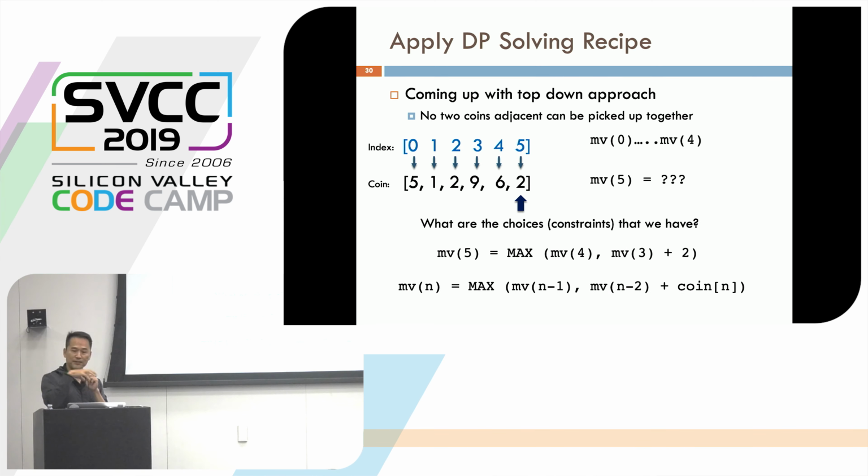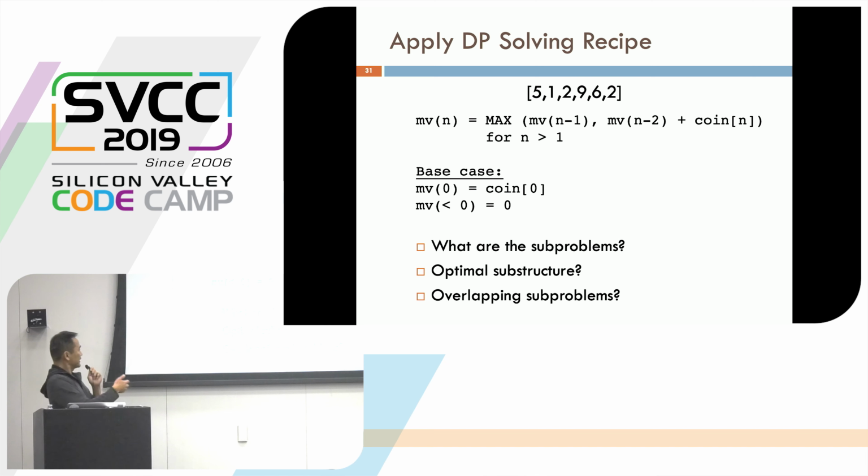Now, in this case, the constraints given to us, the choices are explicit. Okay, so it's easy. So now we know that, so now we got to ask about these things. What are the subproblems? What does the optimal substructure look like? We kind of know what it is, right? Because from the MV n, we know what the subproblems are. Can you spot the subproblems? Right? The MV n minus 1, MV n minus 2, those are subproblems.